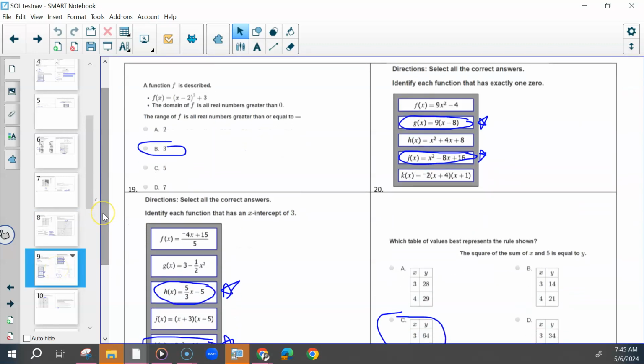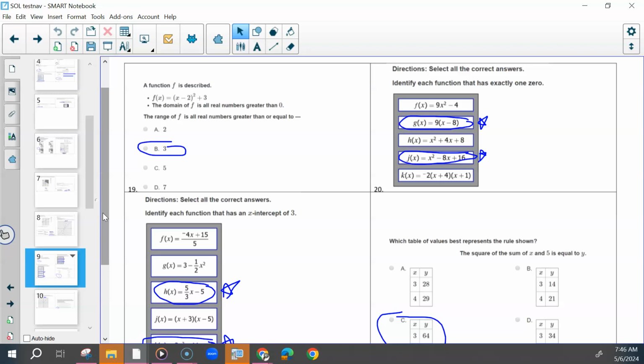Right. 19. This is like what we were just doing with function notation. You're putting in some values. This was domain and range. So you could have used Desmos to find the range here, but it was everything greater than or equal to 3.